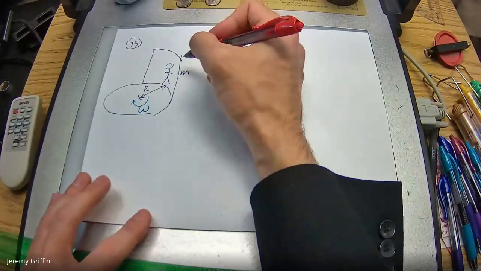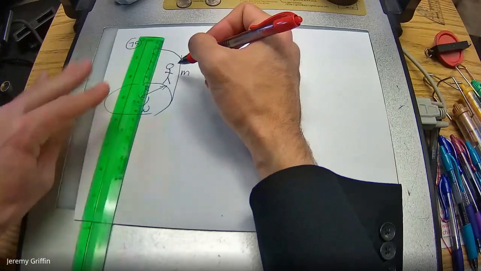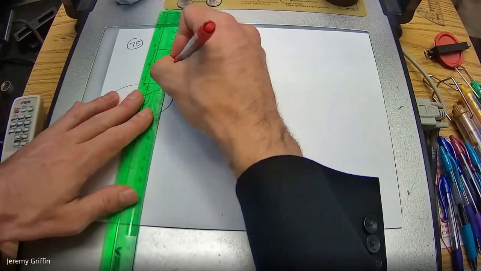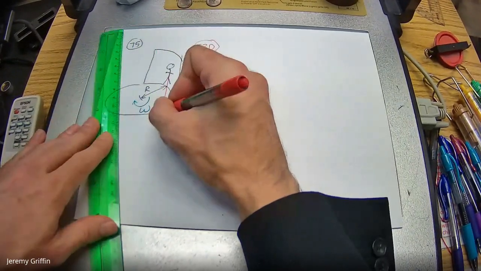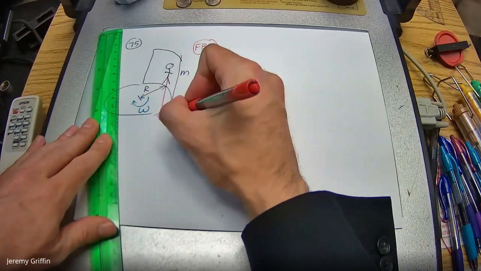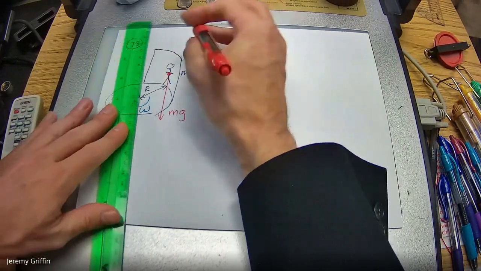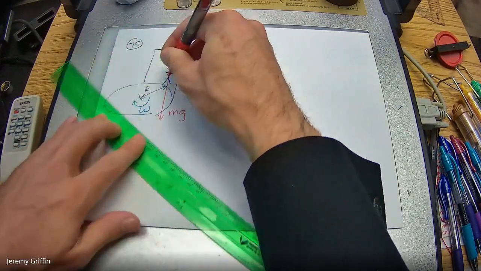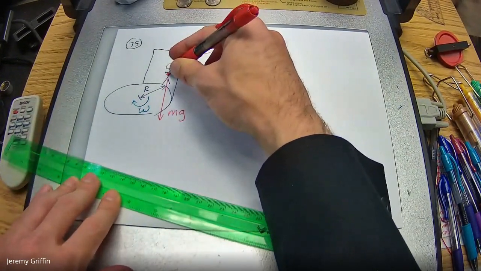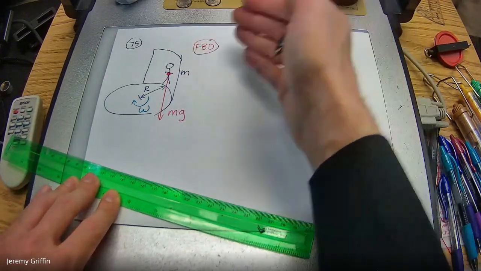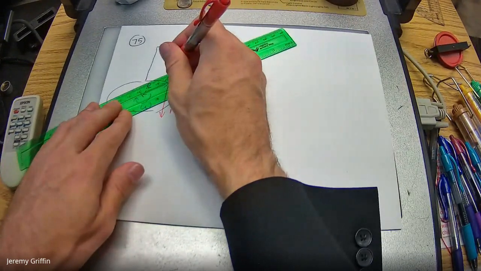What's one force on this guy? Gravity. Yeah, his own weight, gravitational force, straight down. I'll call that mg. What's another force? Yeah, normal force. Which way does the normal force point? It's the force from the wall. Yeah, it doesn't point exactly inward.